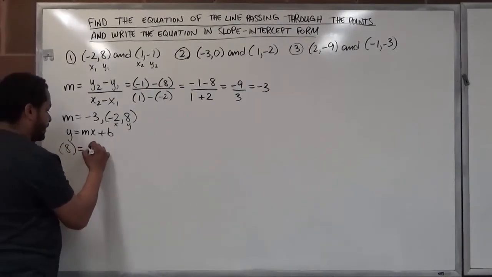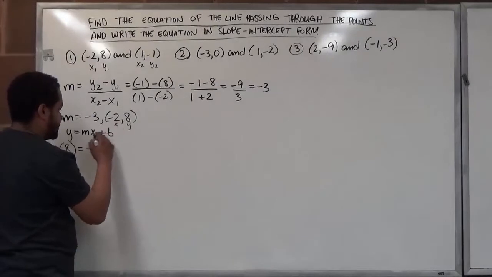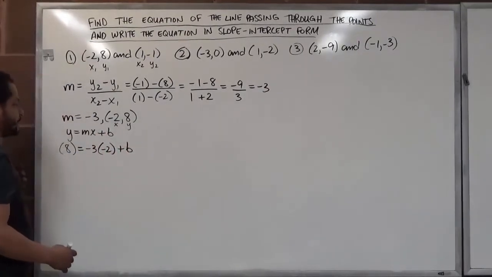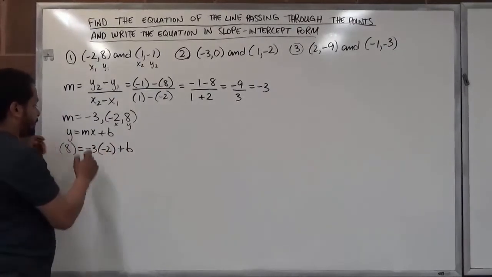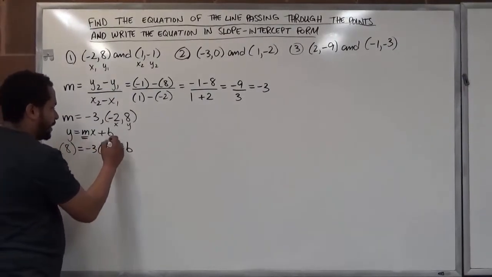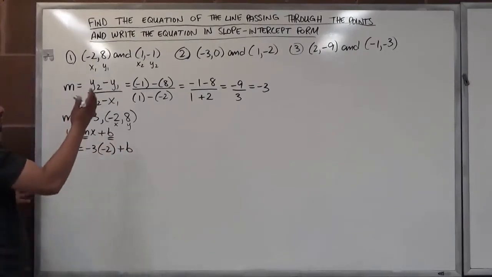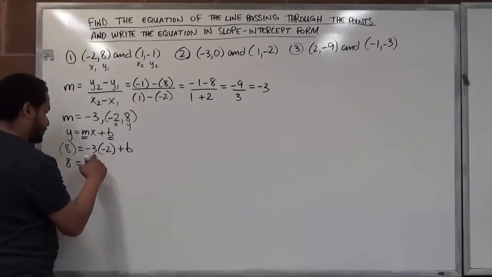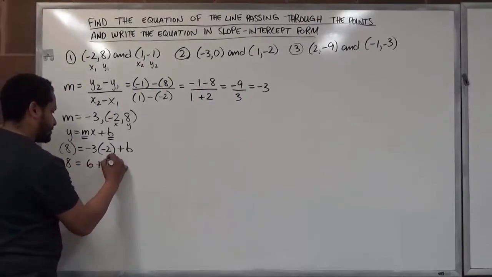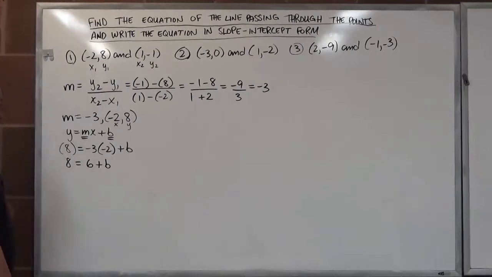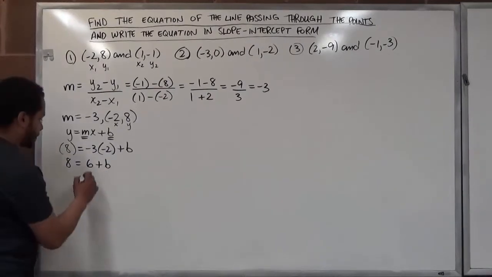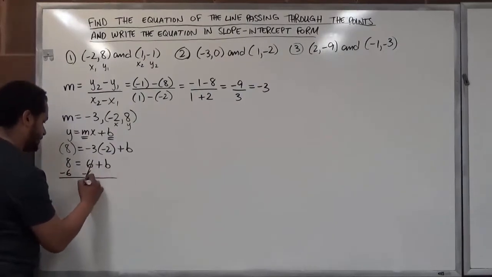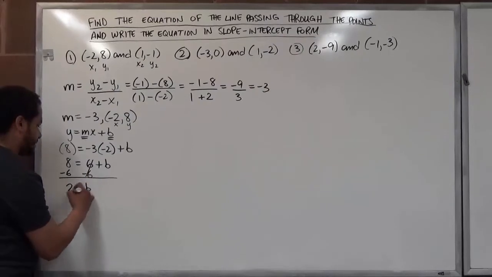We have 8 equals -3 times the x value of -2 plus the b value. And here what we're looking for is to solve the b value, because we've already found m, and when we have b, we can easily write this in slope-intercept form. And now we have here 8 equals negative by negative is positive, 3 by 2 is 6, plus b. And now what we want to do is isolate our b term. So we're going to subtract 6 from both sides so we can get this b alone. These cancel. We have a 2. And that's the value of b.